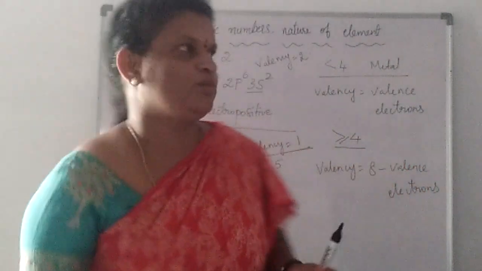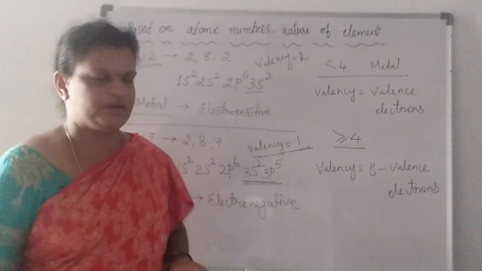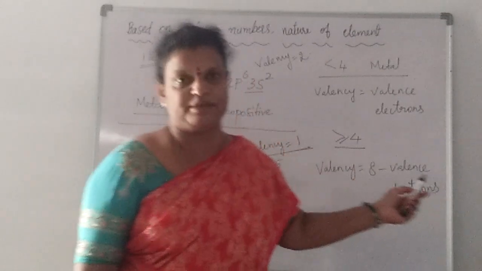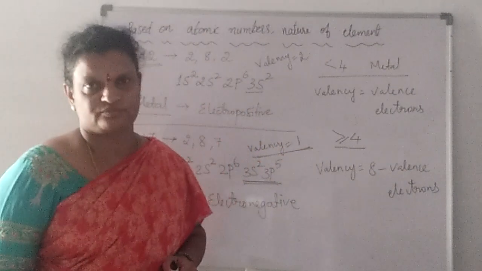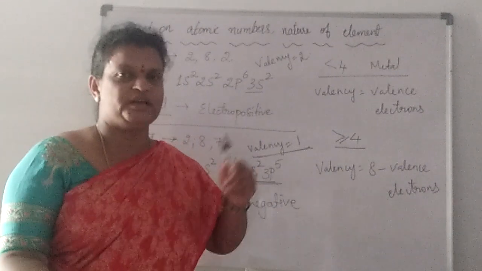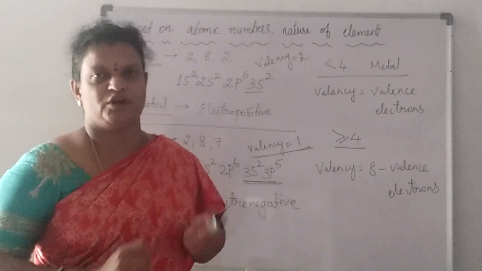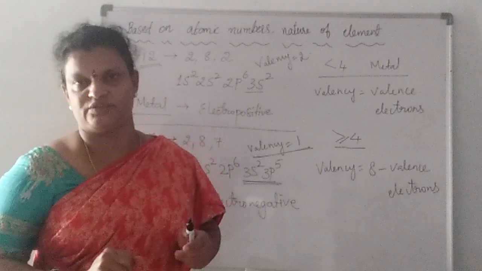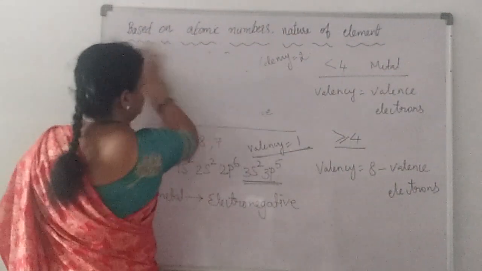Right? So just to remember, less than 4 valence electrons means metallic nature, an electropositive element. Greater than or equal to 4 valence electrons means non-metallic nature, and it is electronegative. If one electronegative element combines with an electropositive element, compulsorily an ionic bond is formed. If two electronegative elements combine, then a covalent bond is formed. That also we'll see.